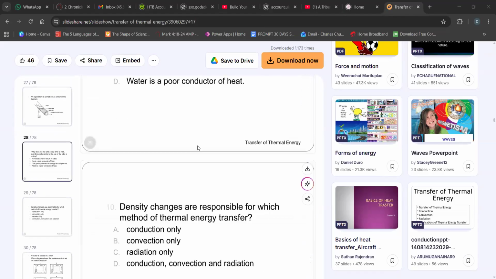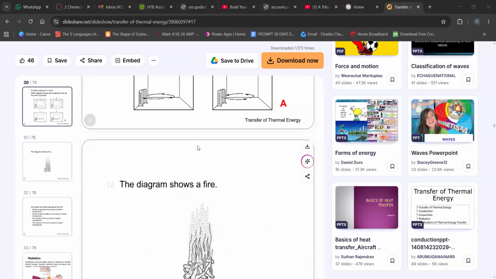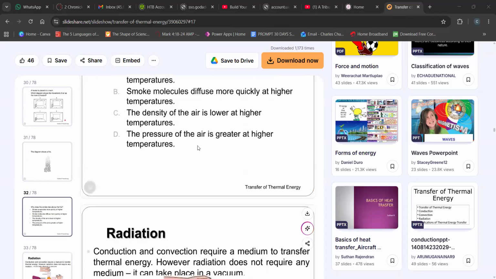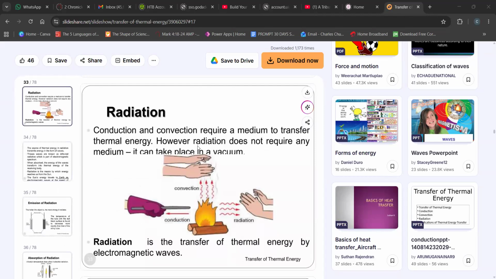So like I said, I'm skipping the experiments and focusing on the next bit. Remember, this is still the part that has to do with transfer of thermal energy. So can you see the next one we're about to discuss? Mm-hmm. Okay, so that's radiation.